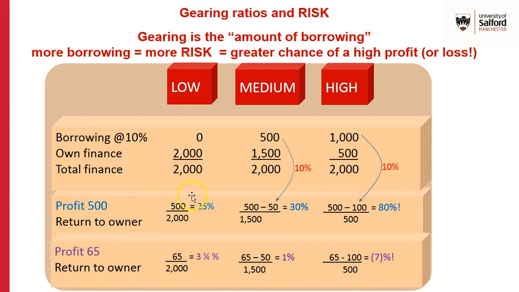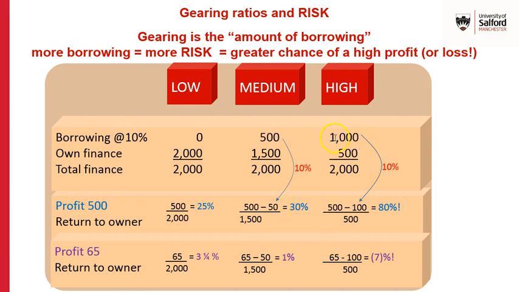So we've got 500 here, we've got no interest rate payment, so it's all due to the owner who's put in 2,000, so the return is 25%. If the owner has borrowed 500, then there's a 10% charge to pay, so that accounts for the 50. So it's 500 minus what you have to pay to the bank of 50, divided by the money you've put in, the 1,500, so that's a return of 30% on your money.